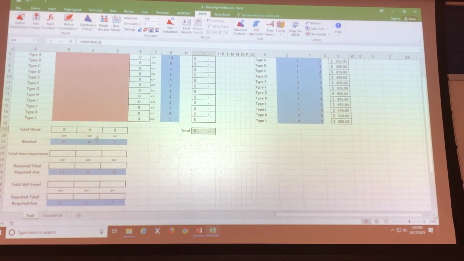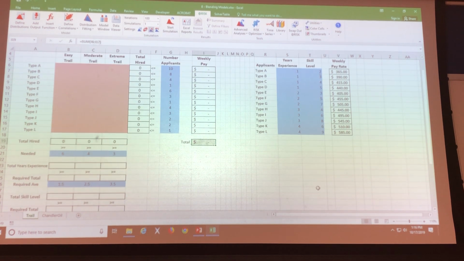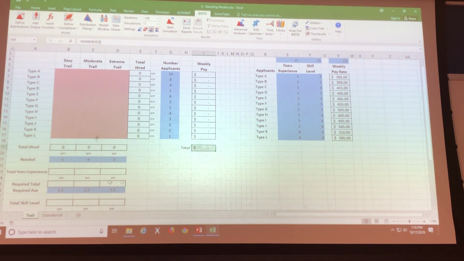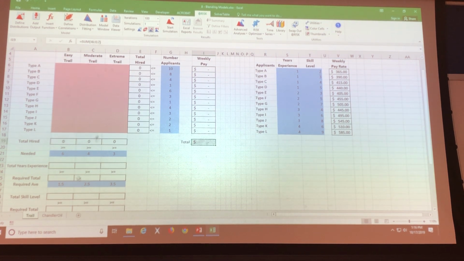Now we're gonna get to the blending constraints, and the first thing I want to start with is figuring out how many total years of experience we obtained by whatever it is Excel tells us to hire. Okay, how would we know how many total years of experience we obtained? How would we calculate that? Just in general, what would we do?